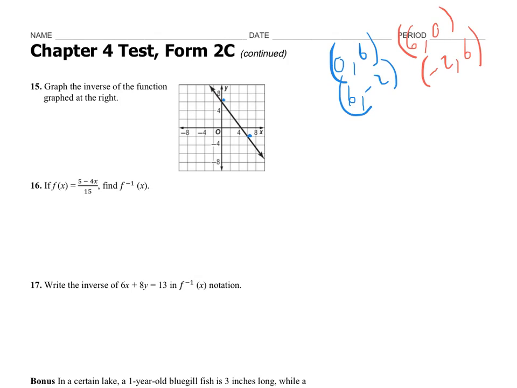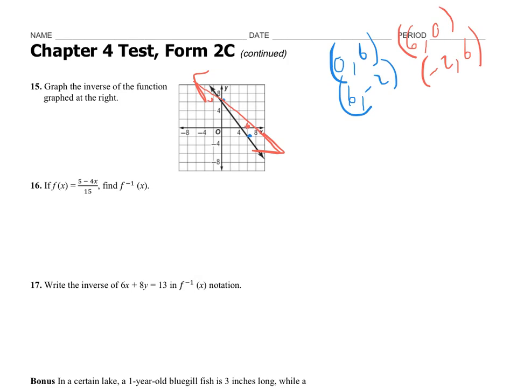And so if I graph them, 6, 0 is right there, a little off, and negative 2, 6 should be right about in there, and whoops, missed the line, but you get the point. Okay, it looks something like that. Great. All right, number 16, I need to find f inverse of x.